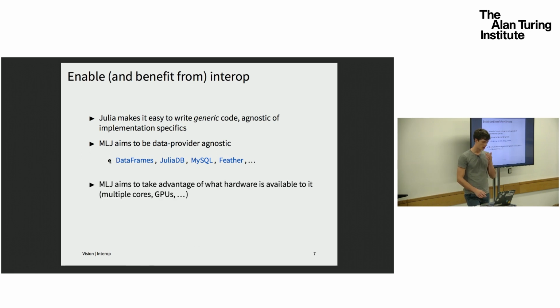So I mentioned this just earlier. There's also the hope that Julia makes it fairly easy to write code which works on a CPU, but then can, with few modifications, just work on a GPU or even other architectures. And again, we hope to take advantage of this.